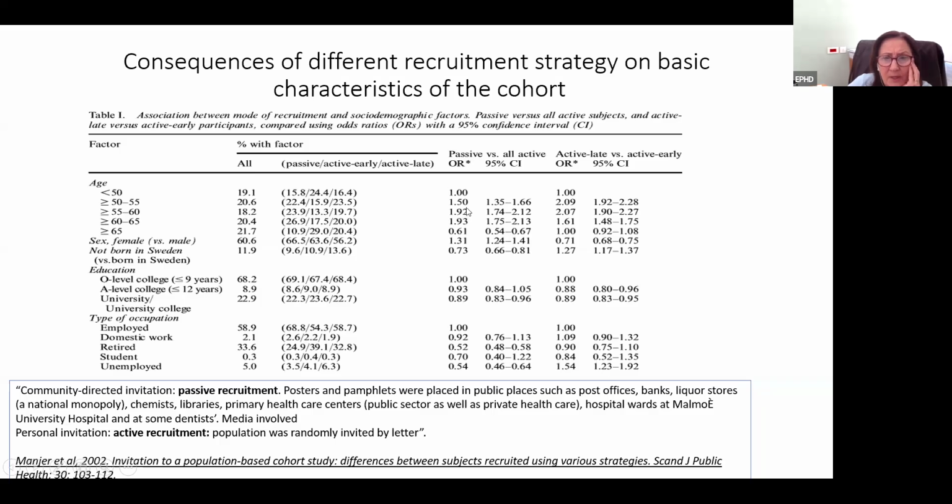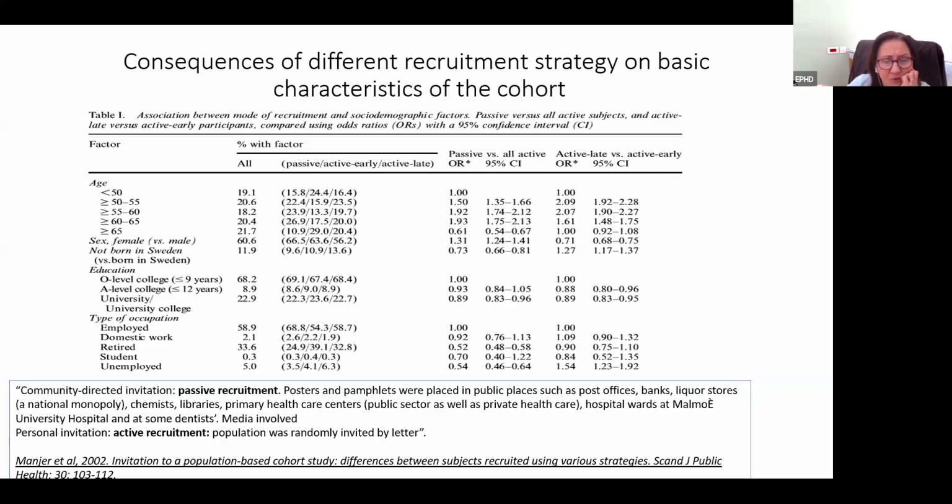Okay. So here, the younger age group is more likely. As for a trend, I don't know if there is one, but let's take the 60 to 65 group, which is more passive. The odds of passive recruitment in 60 to 65 compared to 50 is 1.93, so you are more likely to have the older age group with passive recruitment.